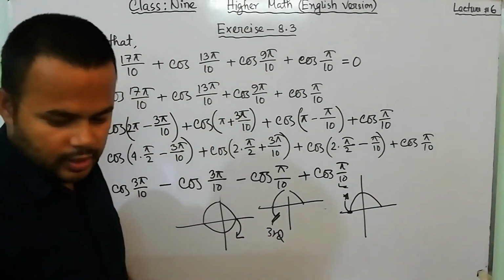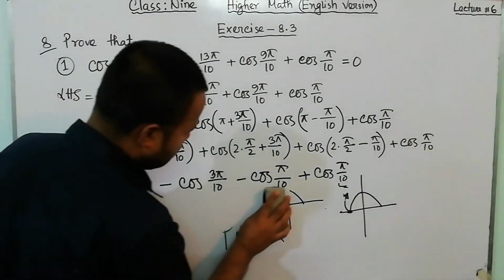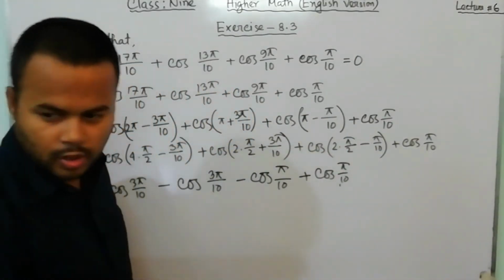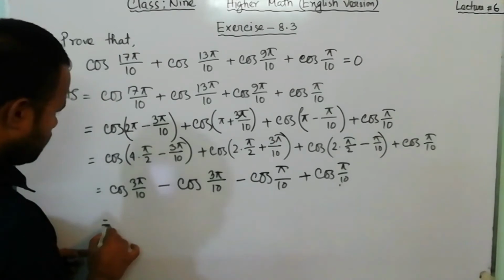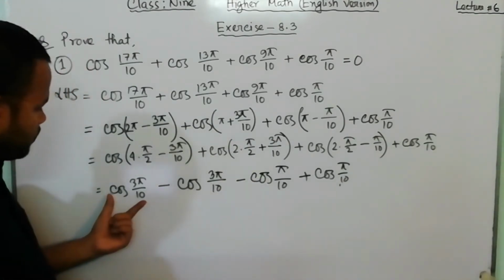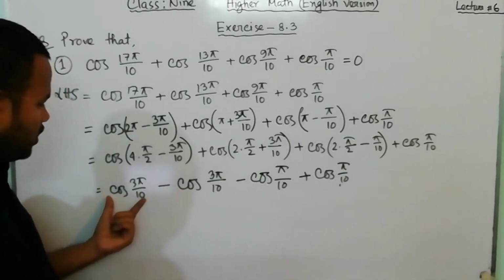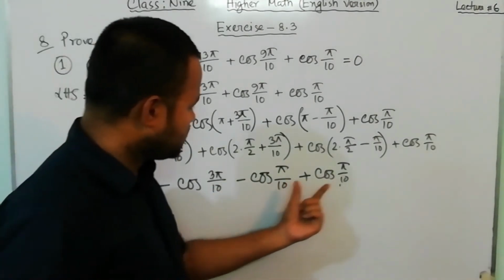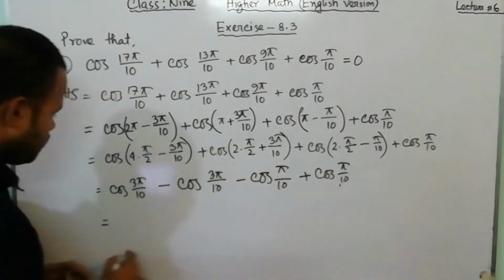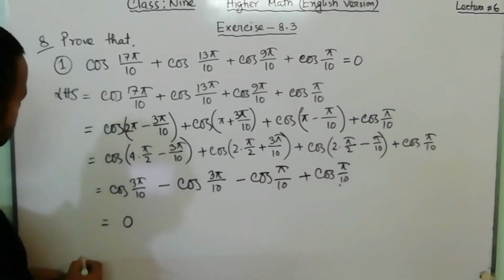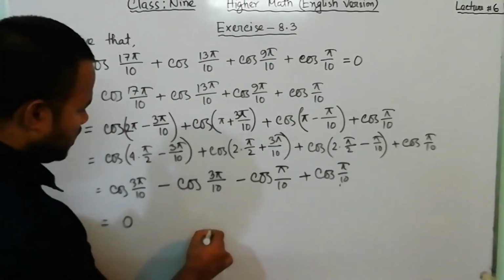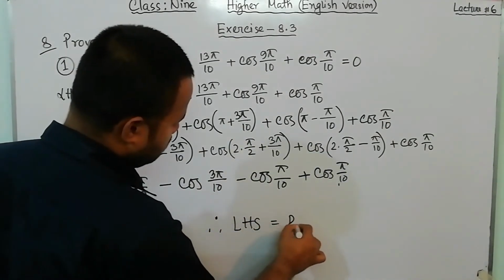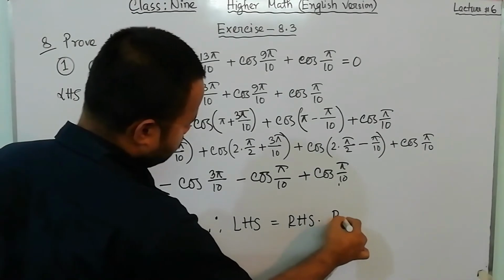Okay, now here we have this one positive, this one negative, so we can cancel both of these. Here this one is negative, this one is positive, so the result is 0, that is the right hand side. So we can write left hand side equals right hand side. That is proved.